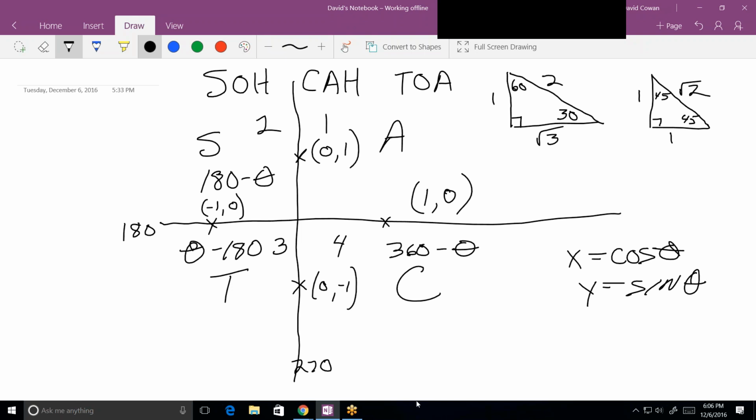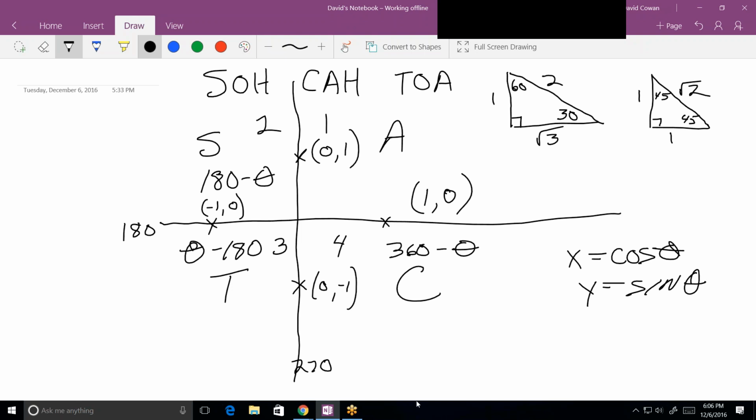Same thing with the 45-45. I call them the unit special triangles because the side opposite the smallest angle is always 1. So there's really only 2 things to memorize, right? And there's only 1 thing to memorize over here.